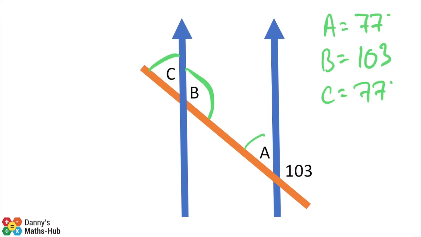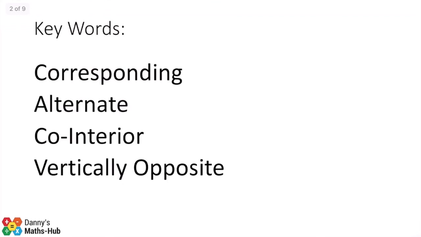If you're asked to give a reason, that's what you have to say. You have to give whether it's corresponding, alternate, vertically opposite, on a straight line, angles in a triangle. And there's always extra marks up for grabs for that. So don't forget, if you're asked to give a reason, we've got to say one of these special key words.